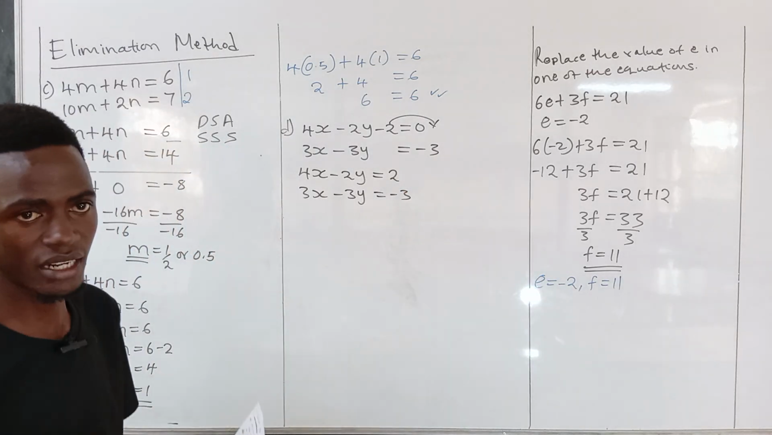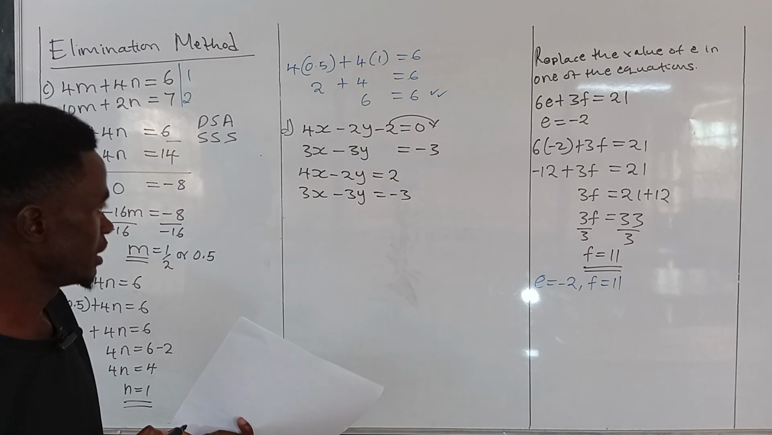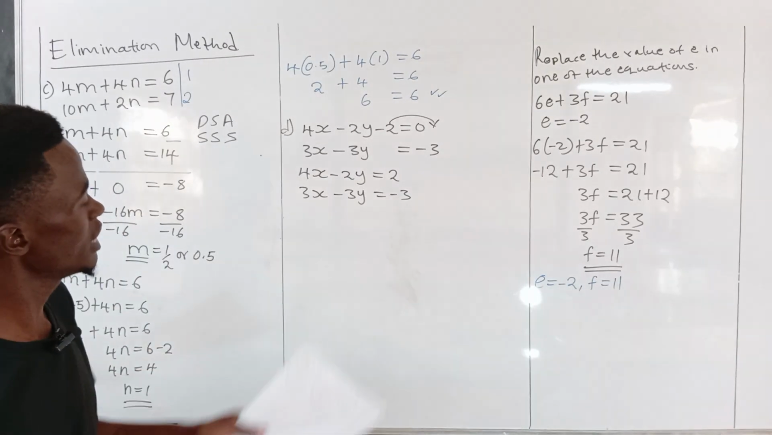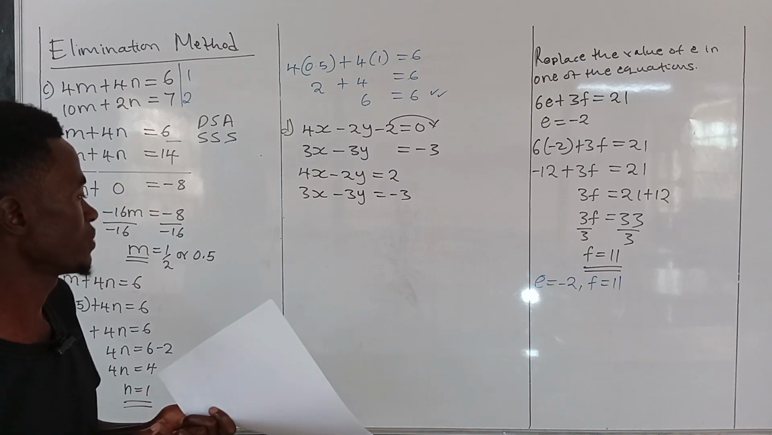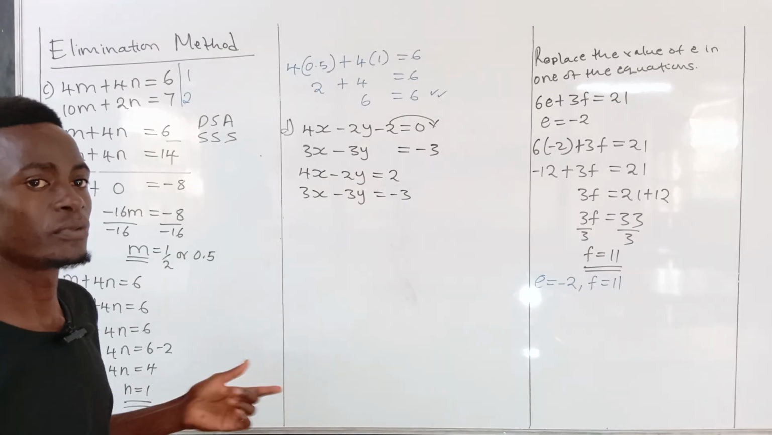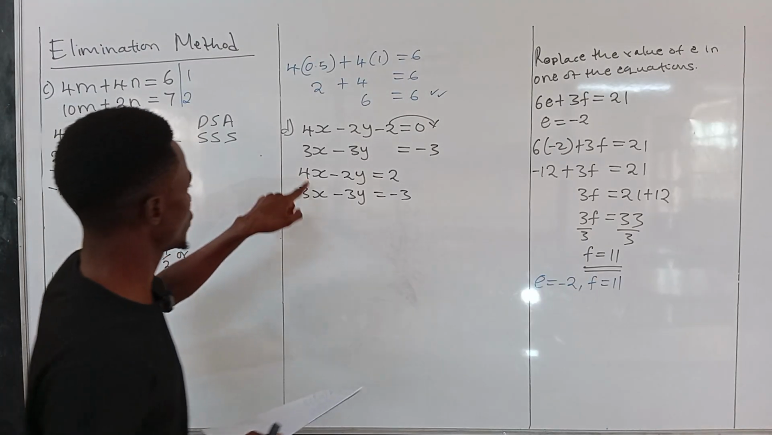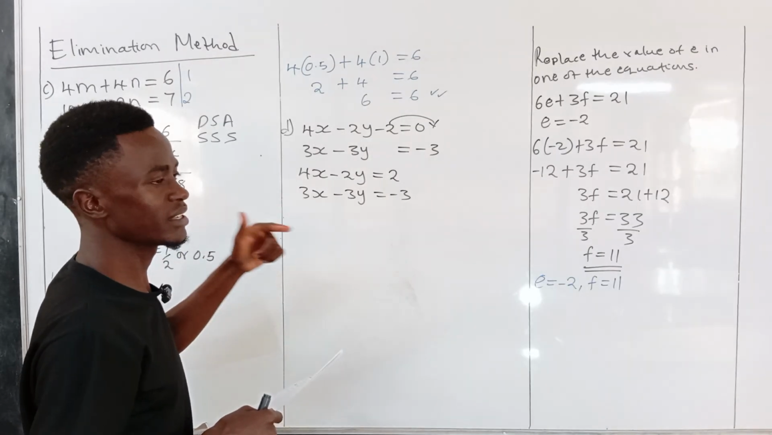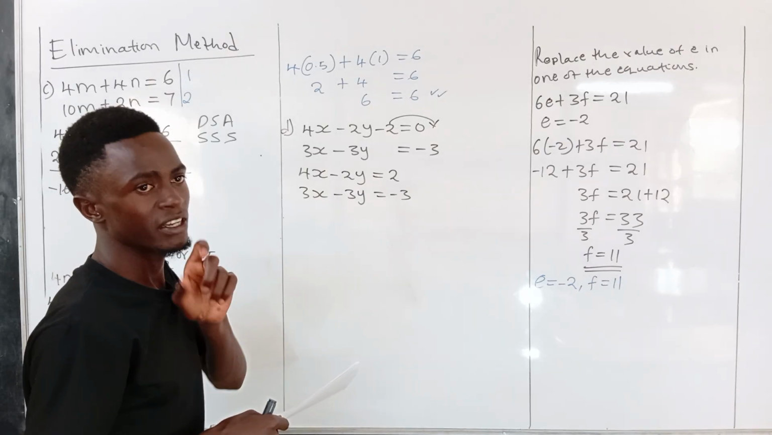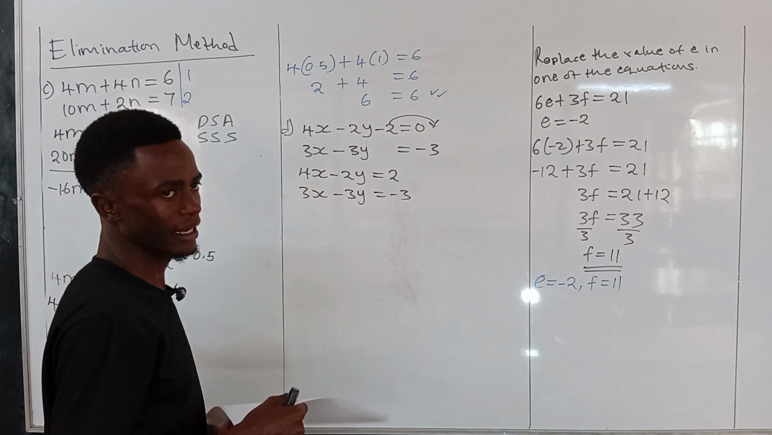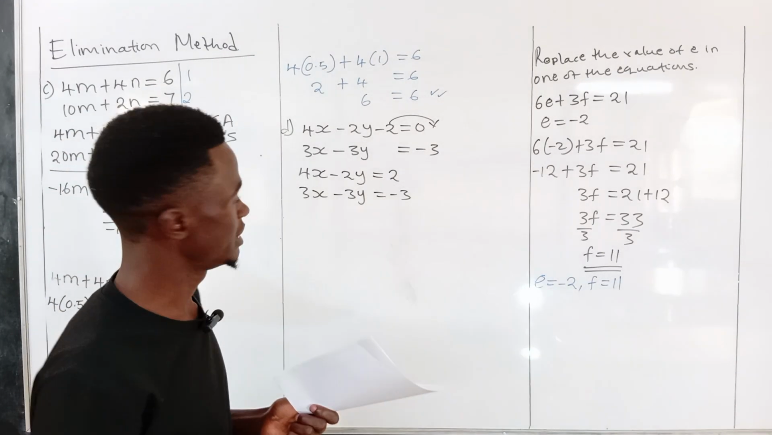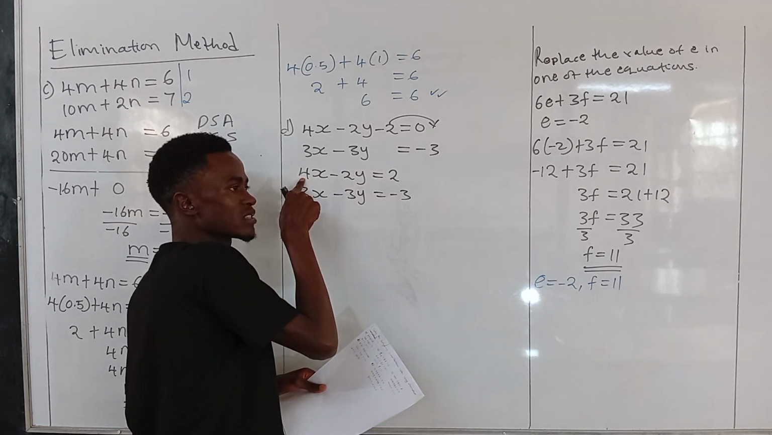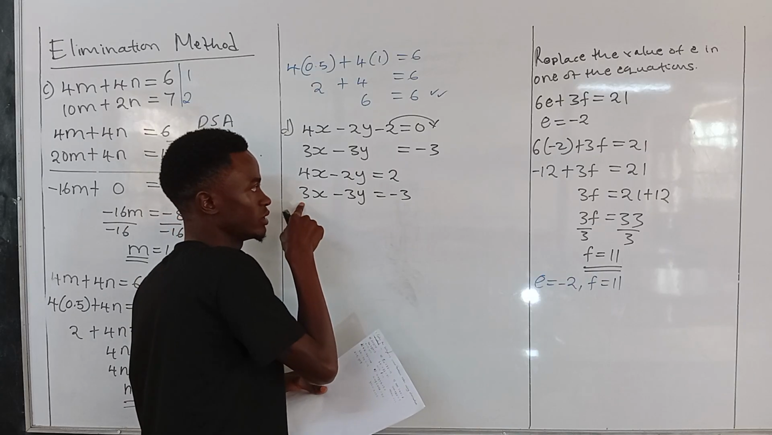The next thing, you choose the letter to eliminate. In our case, let's eliminate x. So if we are choosing elimination of x, check the values before x in each of the two equations. Here it is 4 and here it is 3. The values are not similar. So what do we do? We make them similar. One of the ways we make them similar is by considering the LCM. And the LCM of 4 and 3 is 12. So we are going to ensure that the value before x in the first equation is 12, and in the second one it is also 12.